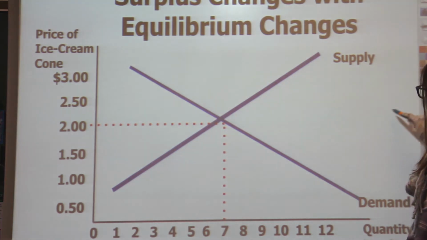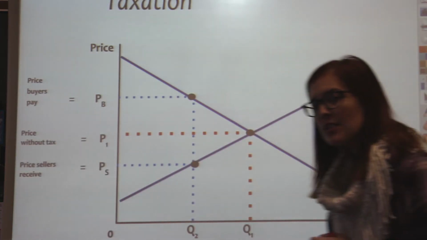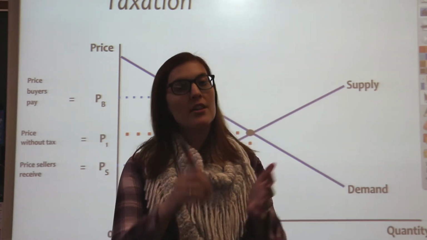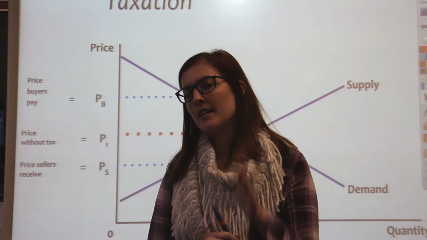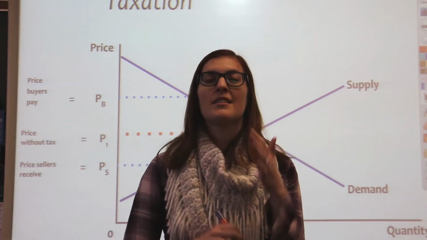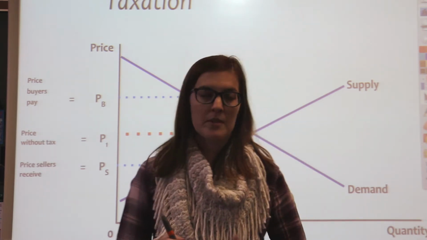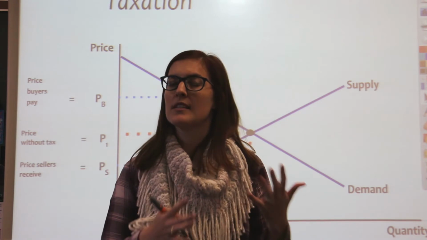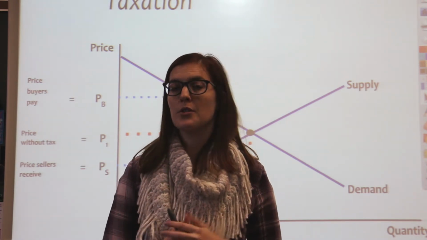The last thing I want to talk about is taxation. Now, taxation can be on the consumer or the producer. On the AP exam, you'll see it on the producer more likely than not, because when we learned about supply, taxation moves supply, so it sticks with that, although it is possible for the tax to be on the consumer as well. So I will show you both.